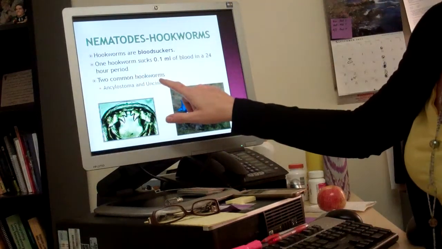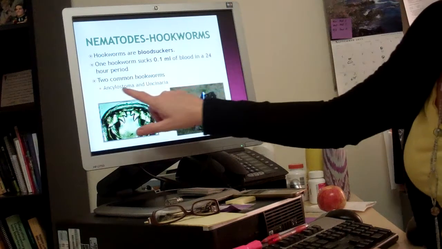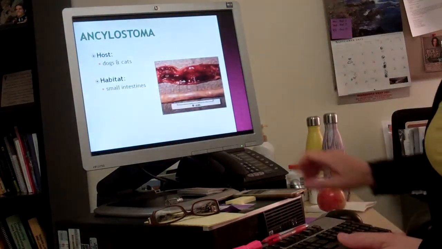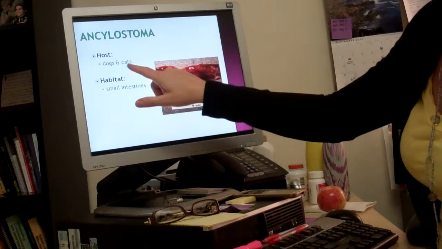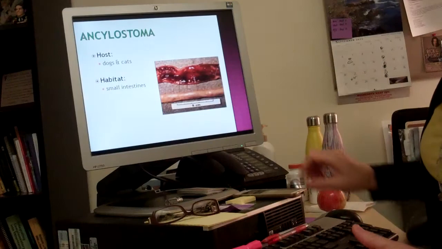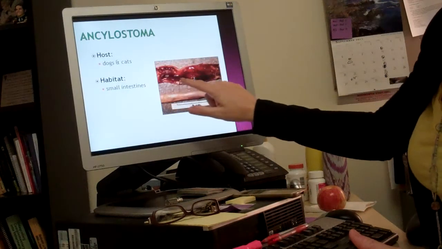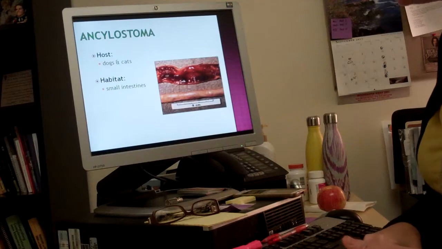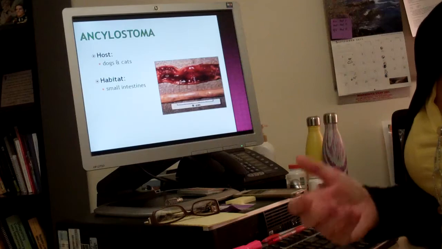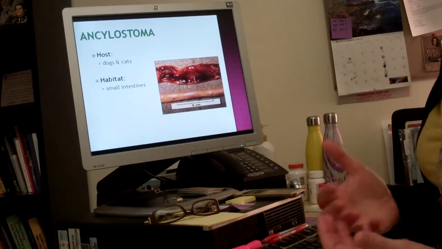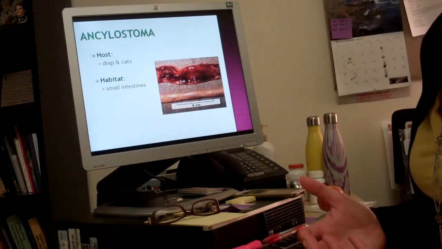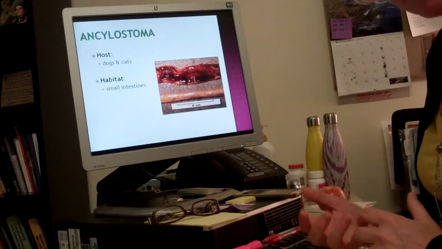We have two common hookworms that small animals can be affected with, Ancylostoma, Ankylostoma, however you want to say it, and Uncinaria. Ancylostoma can affect both dogs and cats. All hookworms reside in the small intestine, and you can see here a piece of the small intestine on necropsy, and look at how bloody it is, how diseased it is, how inflamed it is. And so if you had a patient that had a significant case of hookworms, you could appreciate some blood in the feces.